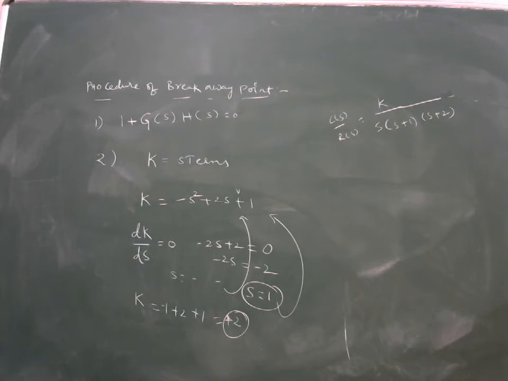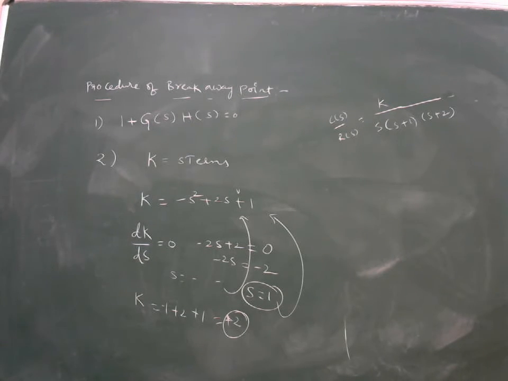For example, once you get the K value all in terms of s, then immediately we need to find dK by ds. Whatever dK by ds value we get, you compare it with 0, and then you get the s value.